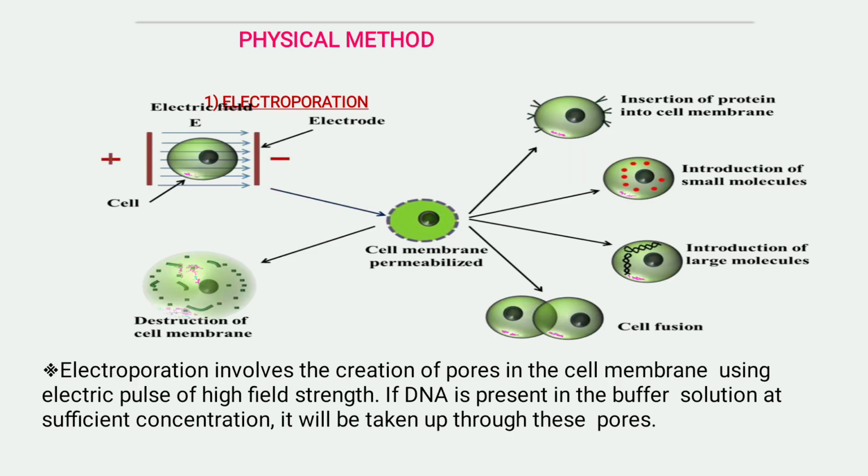The plant material is incubated in the buffer solution containing the desired foreign DNA or the target DNA and subjected to a high voltage electric impulse, right? So pores are formed in the plasma membrane through which our gene of interest, the foreign DNA or the target DNA, enters and gets integrated in the host cell genome. So this is electroporation, which involves the use of a high field strength electric impulse, right? Because of the pores, it can easily take up your gene of interest, which is present in the buffer solution, right?